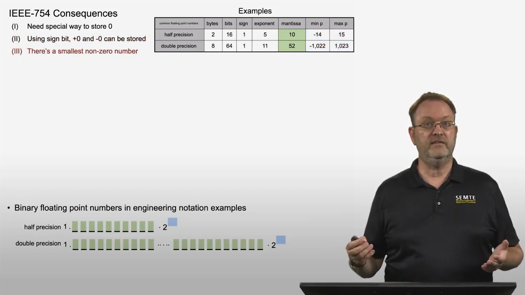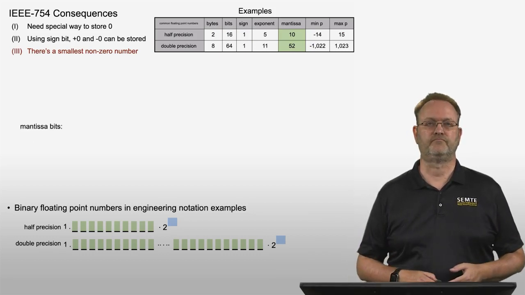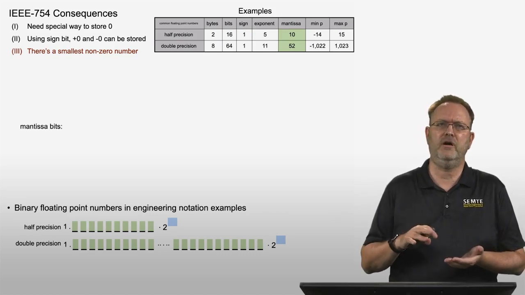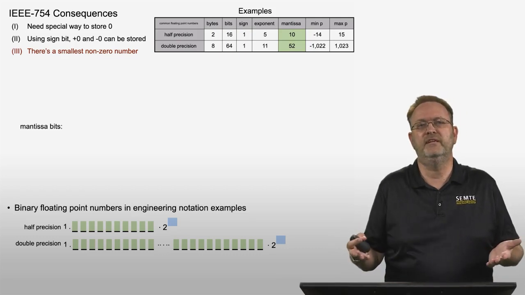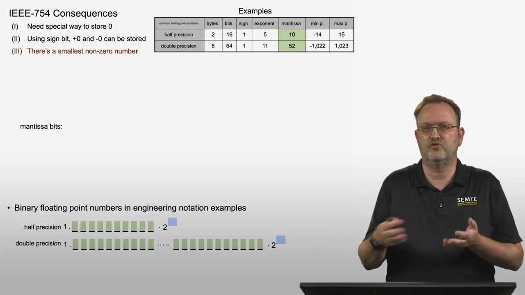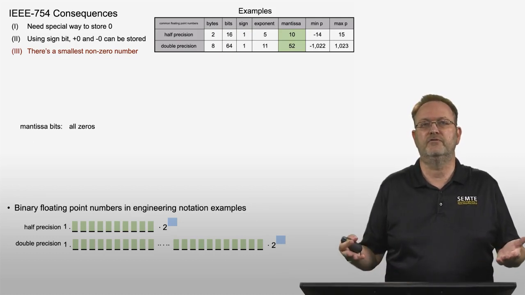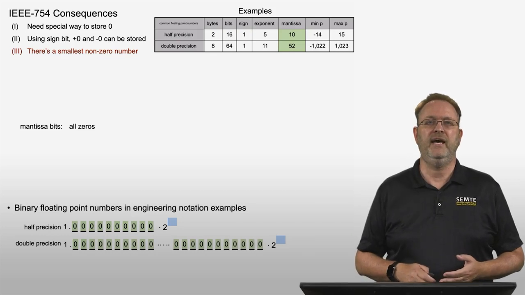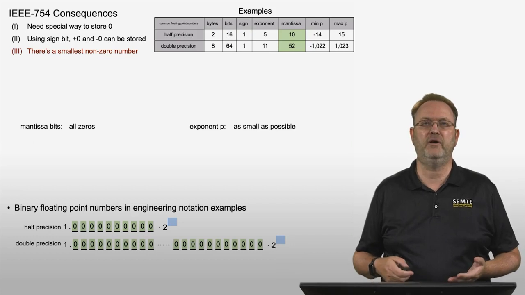Next, there is a smallest non-zero number. So we're looking for numbers that are as close as possible to 0. That means, what do we do with the mantissa bits if we want to make the number as close to 0 as possible? We would set all the mantissa bits to 0, right? So there are all zeros here in the mantissa bits. And what do we do with the exponent? Well, we make it as small as possible, right?